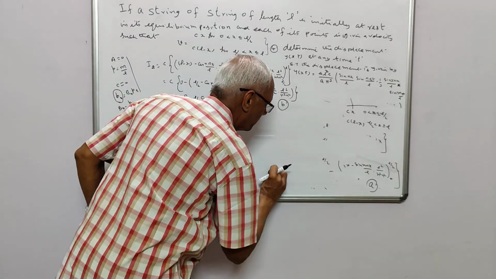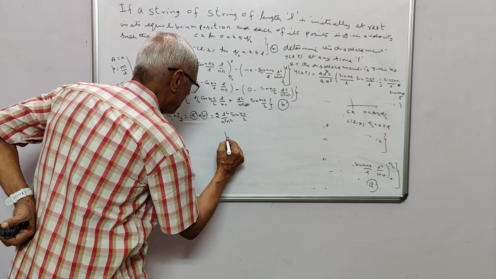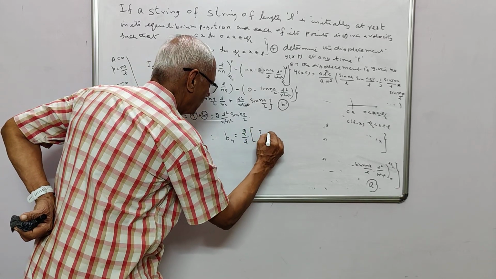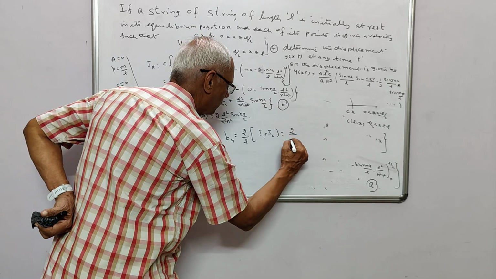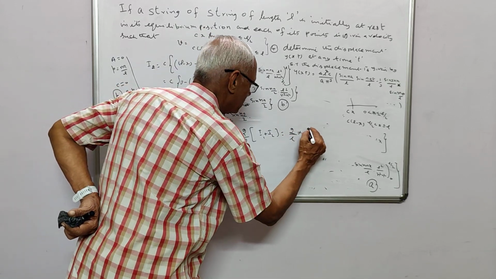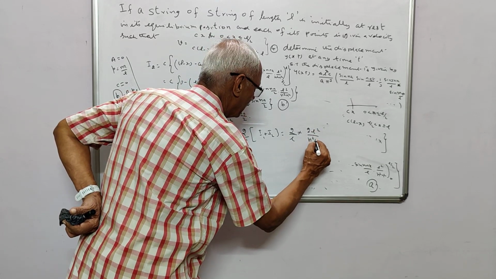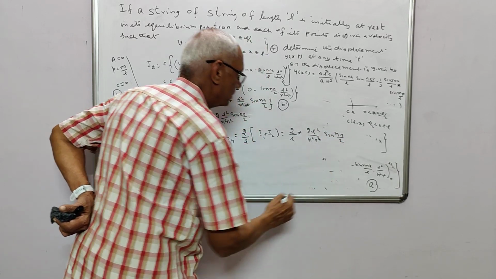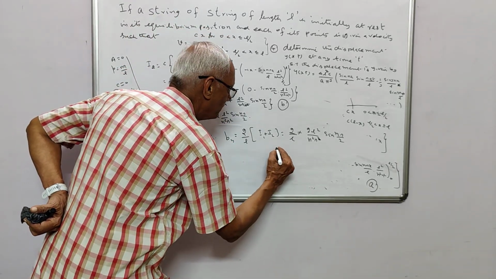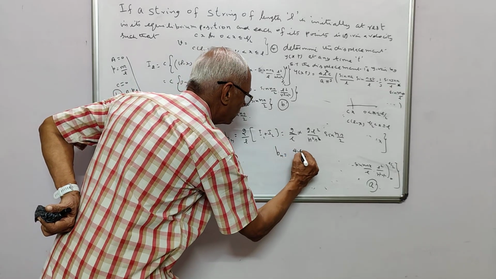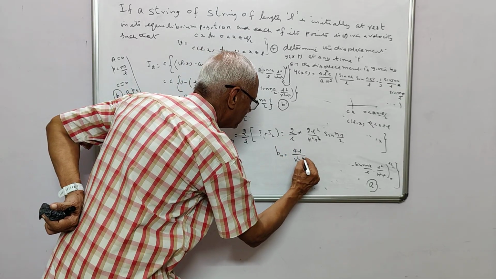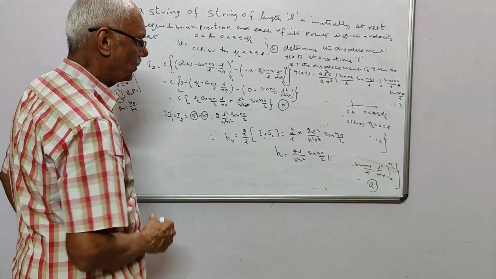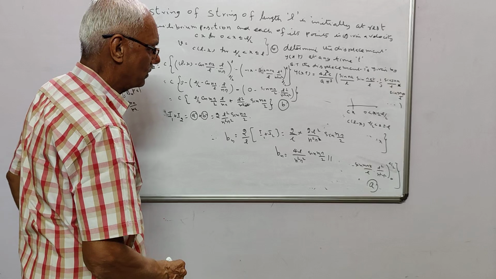Therefore, what is your Bn now? Your Bn will be equal to 2 by L into I1 plus I2, which is equal to 2 by L into, what is this? It is 2L squared divided by n squared pi squared into sine n pi by 2. So what is your Bn? Bn is equal to 4L divided by n squared pi squared into sine n pi by 2. So I am able to get the Fourier coefficient, namely Bn, equal to so much.